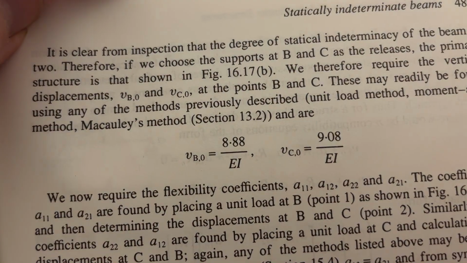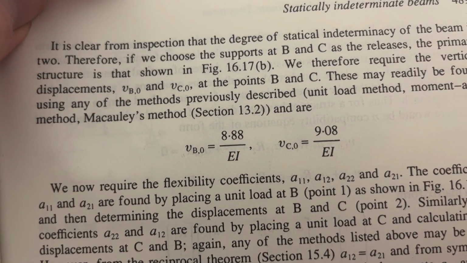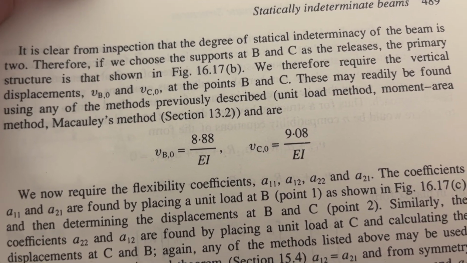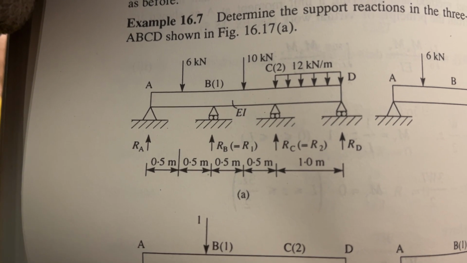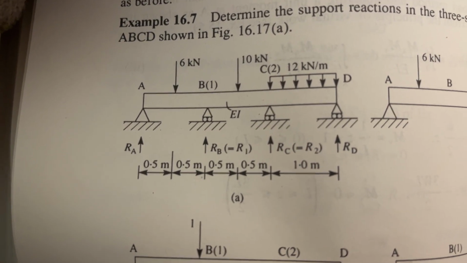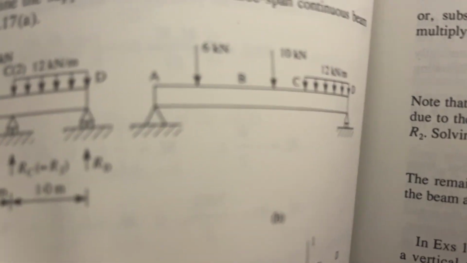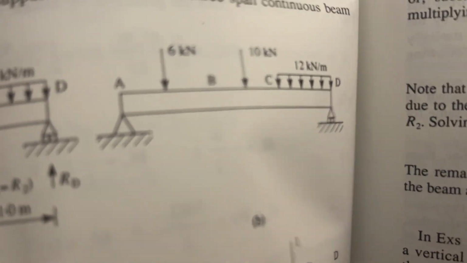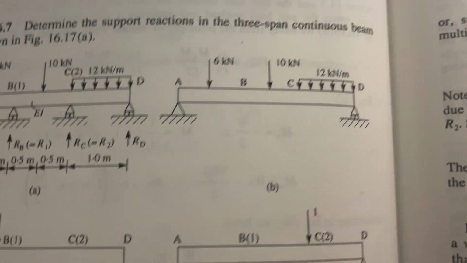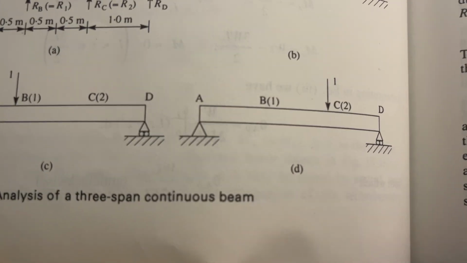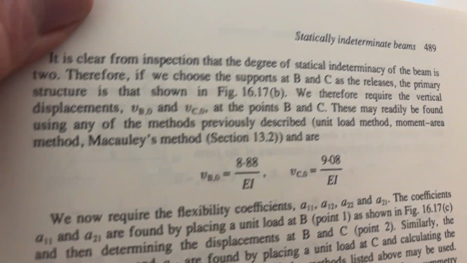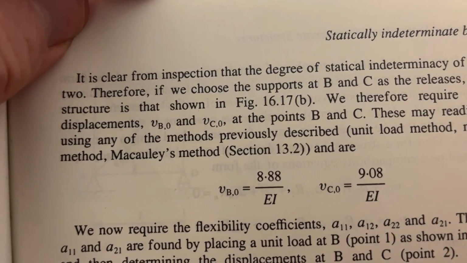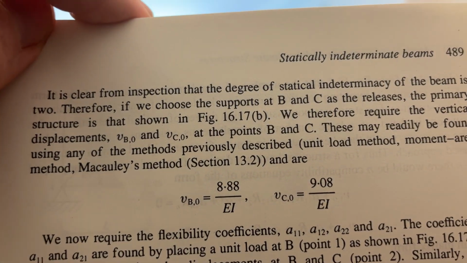We therefore require the vertical displacements VB0 and VC0 at the points B and C, because they've got to go back to 0. In this beam, the vertical deflection at B will be 0 and the vertical deflection at C will be 0. So we release those supports, but then we have to return the deflection at those positions to 0, and it has to be done simultaneously. Whereas when you remove one support, you've just got one equation, now we've got 2 equations simultaneously.